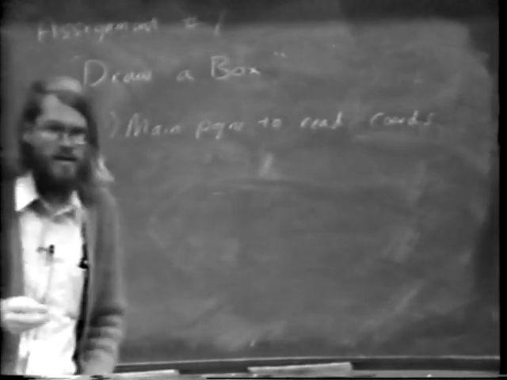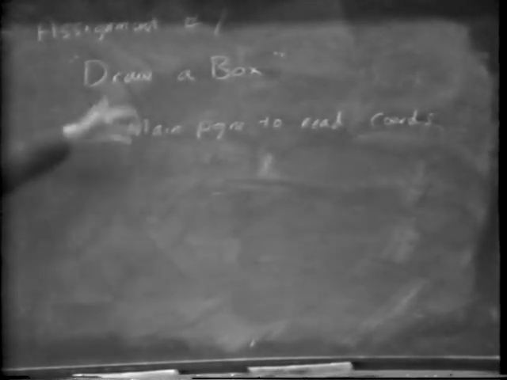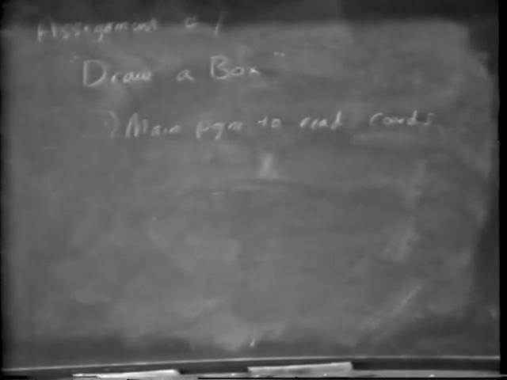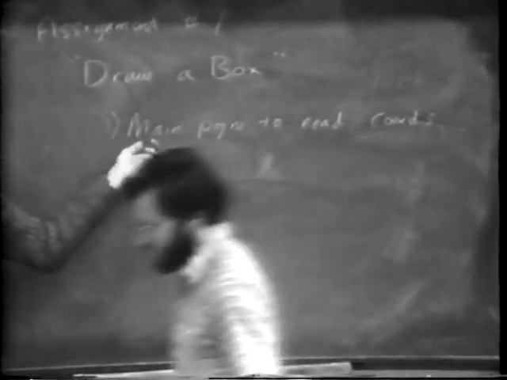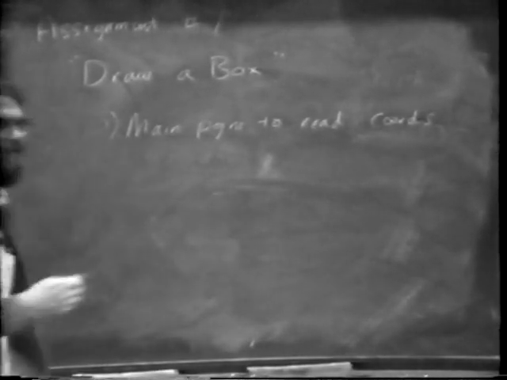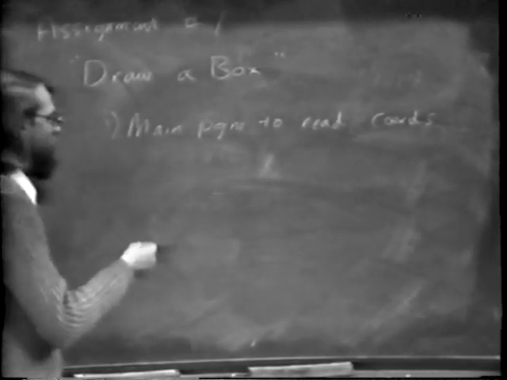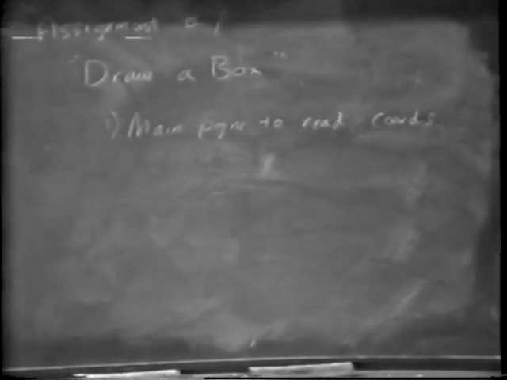Okay, given that, let me give you an outline of what the first assignment is going to be. Assignment 1 is draw a box. This is just to get you going on the thing. It consists of some main program which reads in coordinates of the corners of the box. These are going to be in the coordinate space of the pixel array itself. Some integers, typically between 0 and 511 or whatever range you like.